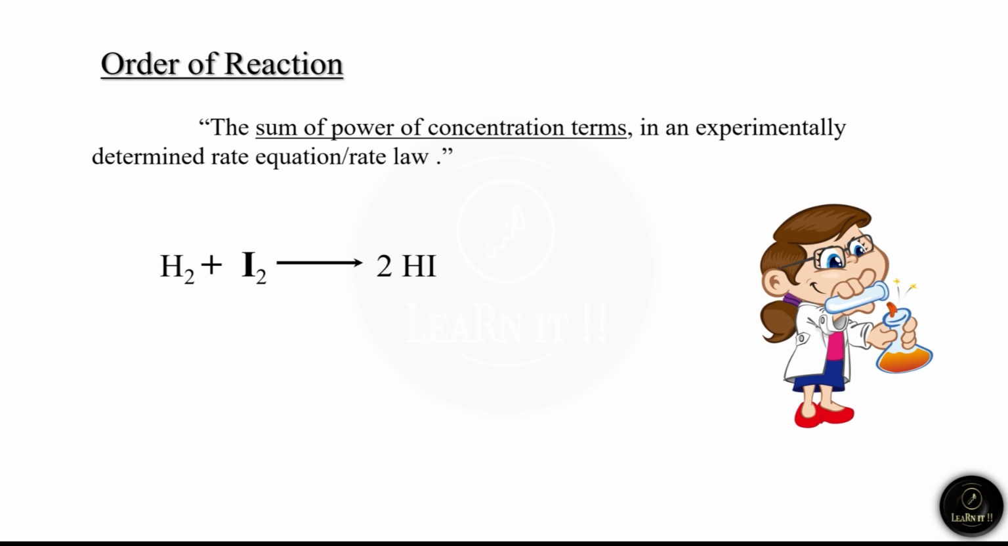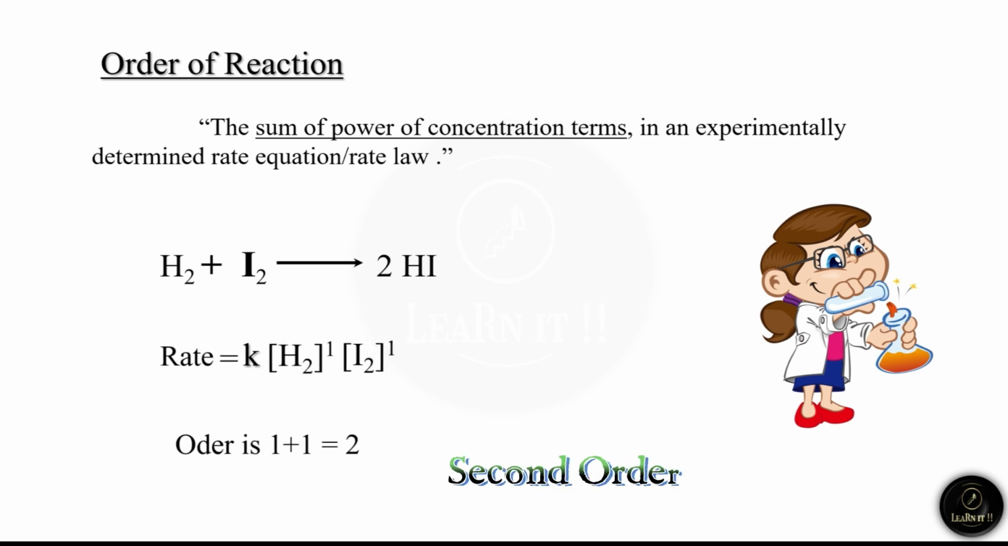So let's take another example, that is reaction between hydrogen and iodine. So here the rate is equal to K into concentration of hydrogen raised to 1, iodine raised to 1. So the order of reaction is 1 plus 1, that is 2. So that's why this reaction is a second order reaction.